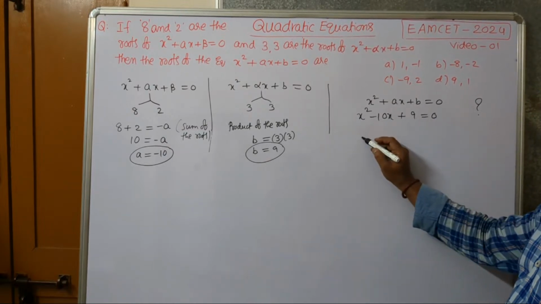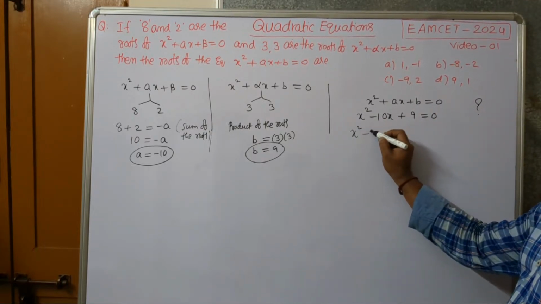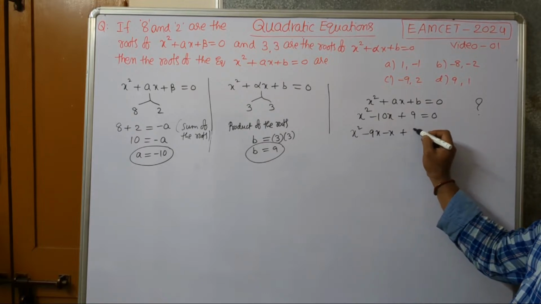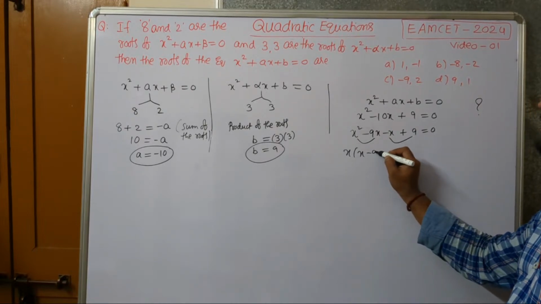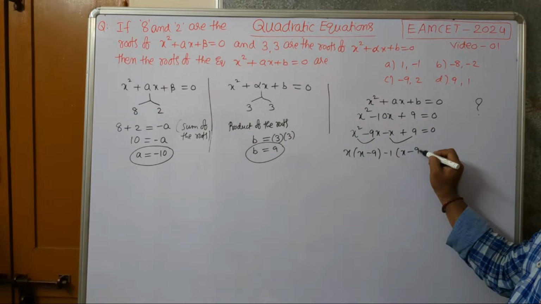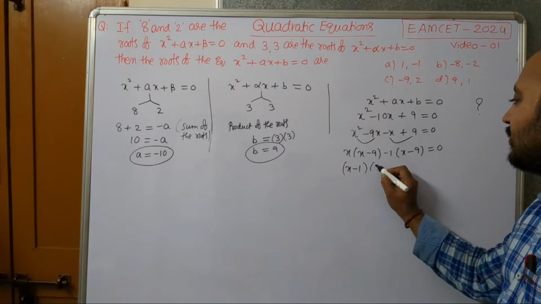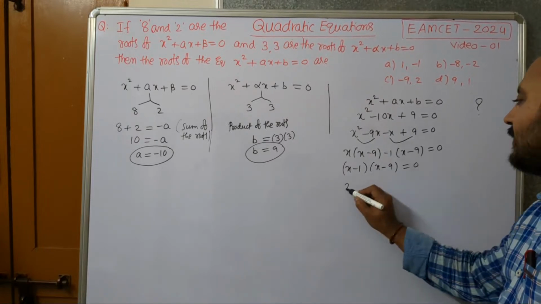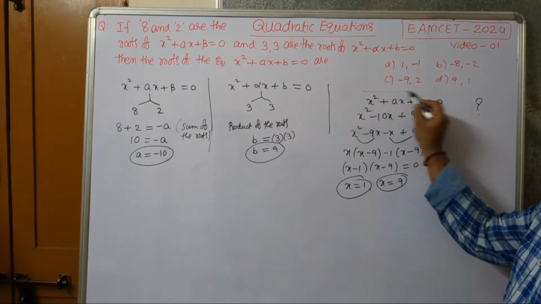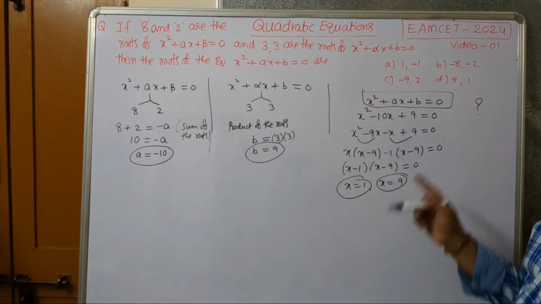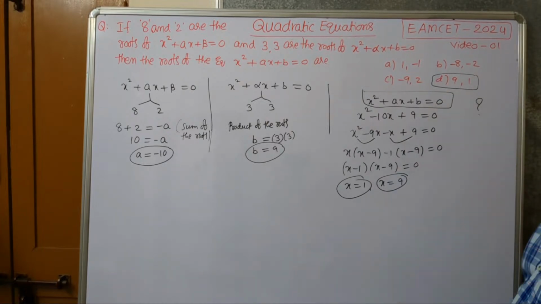So factorization we need to do. Otherwise option verification also we can do. x square minus 9x minus x plus 9 equal to 0. From these two, x into x minus 9 minus 1 into x minus 9 equal to 0. So x minus 1 into x minus 9 equal to 0. So x is equal to 1, x is equal to 9. Therefore, the roots of this equation x square plus ax plus b equal to 0 are 1 and 9. It is there in the fourth option, dear students.